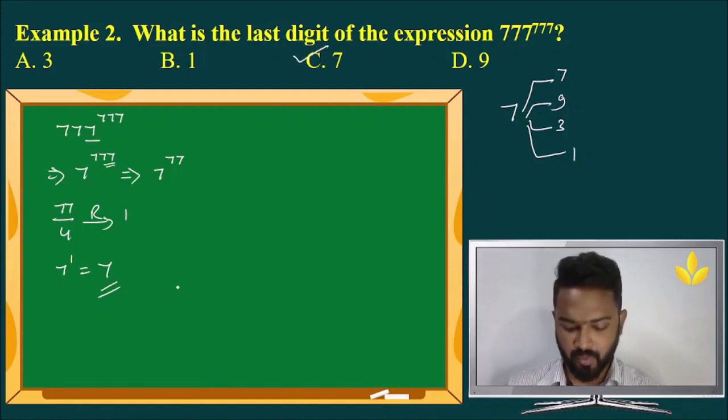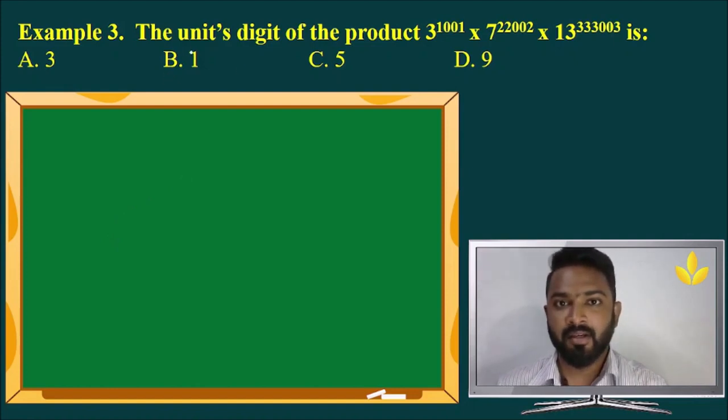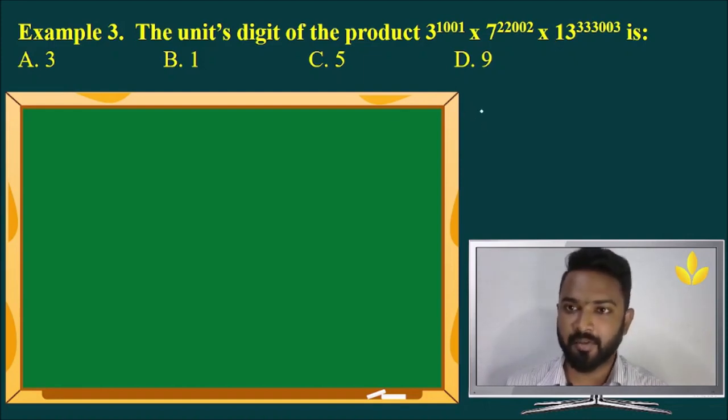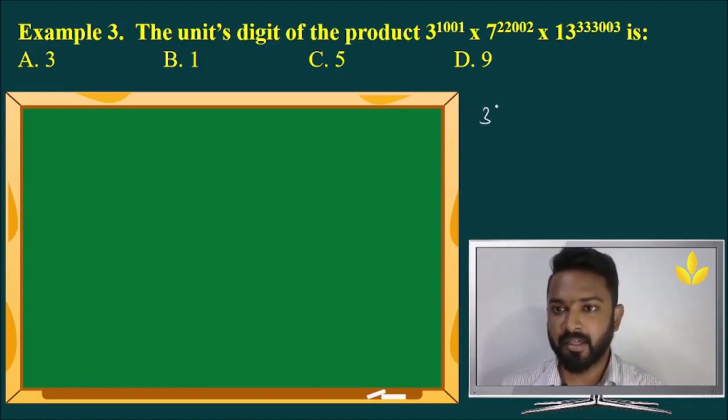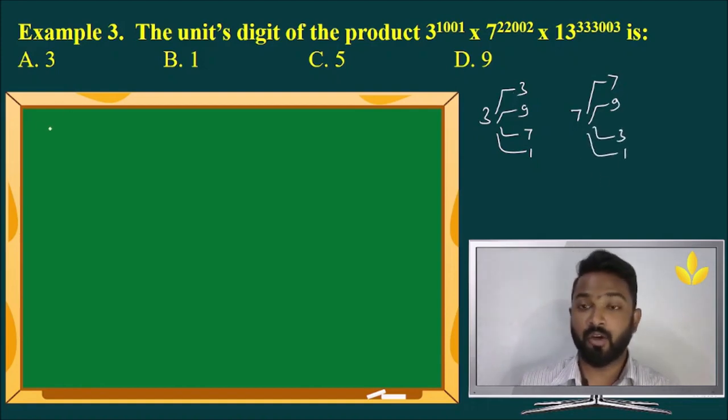Let's move on to the next question. Now let's talk about example 3. The units digit of the product, this is what? First of all, let's write the power cycles of each term. 3, power cycle is 3. 3 threes are 9, 3 nines are 27, 3 sevens are 21, and we have 7. So 3, 9, 7, 1. Now let's simplify this.